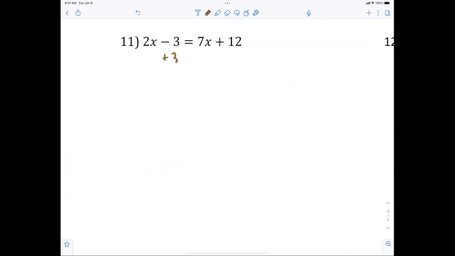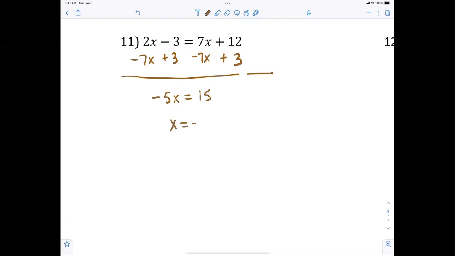Good. Yes. Very nice work. -5x equals what? And then? That's perfect. X equals -3. I'm feeling pretty good about that.